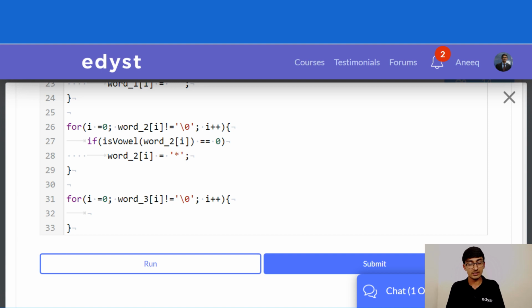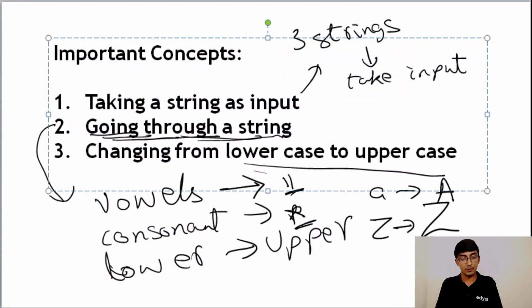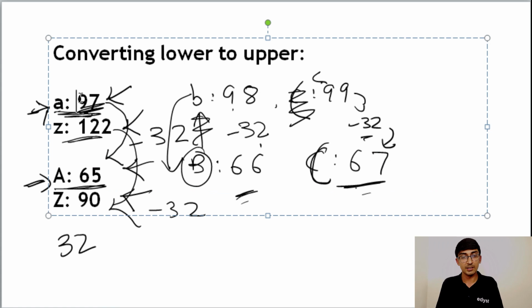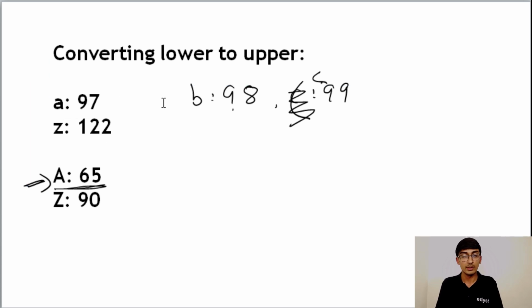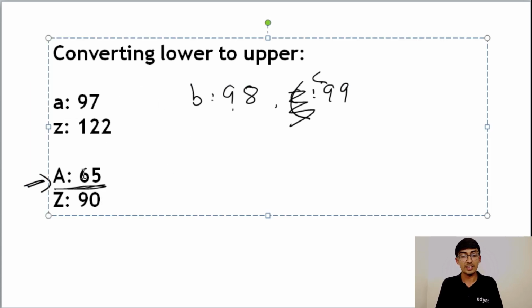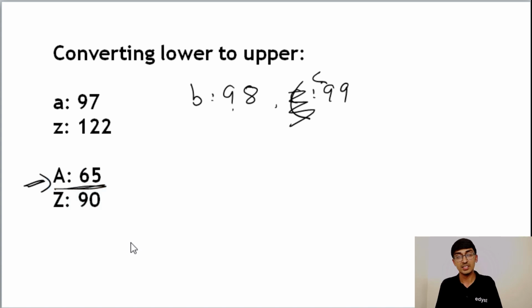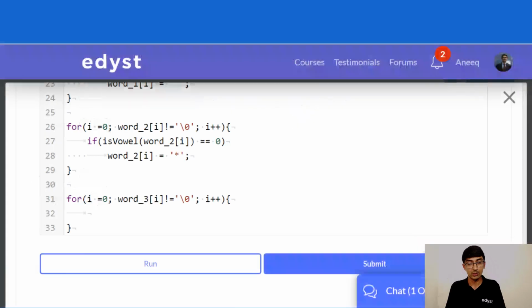Well, the way to do that is, let's just go back to our slides and see. If you remember, the lowercase character will be between 97 to 122. If our characters are between 97 to 122, we know that it is a lowercase character. If our characters are between 65 to 90, then it's an uppercase character. So just going back to where we were coding, if the given word_3 of i is a lowercase character, and so for a lowercase character, what should it be?